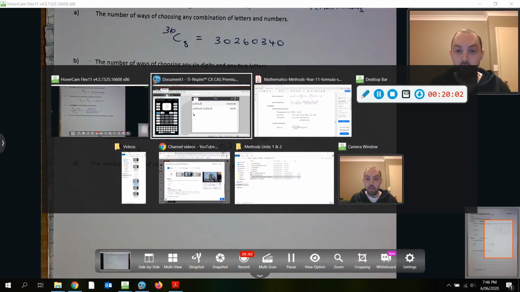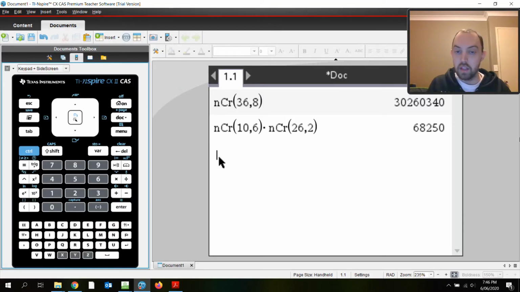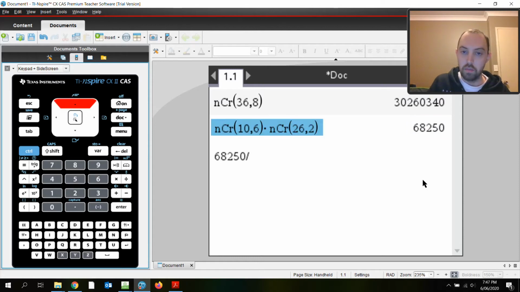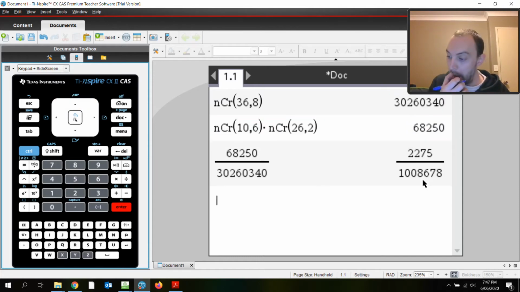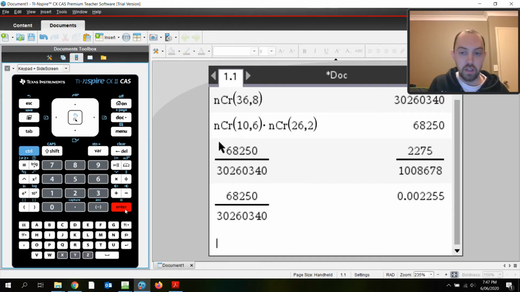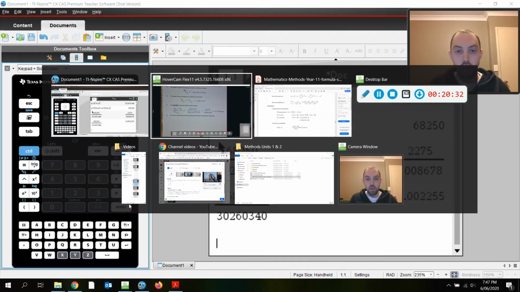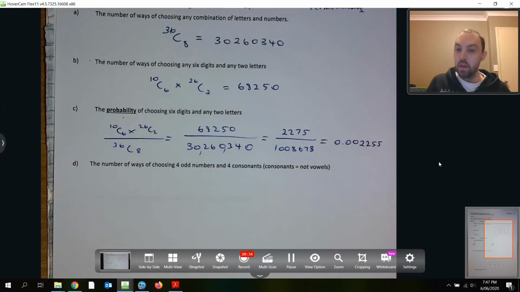And I've already worked out what each of these are in my calculator, so I'm going to use each of these. This divided by this, 2275 on... 0.008678. And if we wanted a decimal, cool.